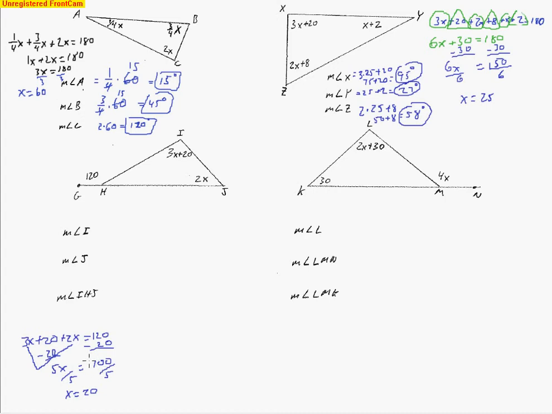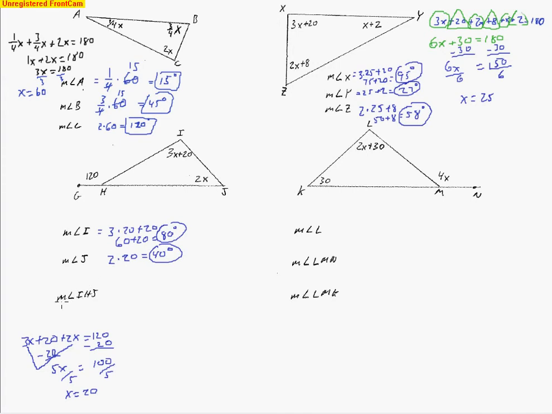So I can take that 20 and substitute it into x, into angle I there, and do 3 times 20 plus 20. So 3 times 20 makes 60, and 20 gives me 80. So 80 degrees is what angle I is. And then the measure of angle J, I'm just taking that 2 times my x value, which is 20. Multiply them together, I get 40 degrees.